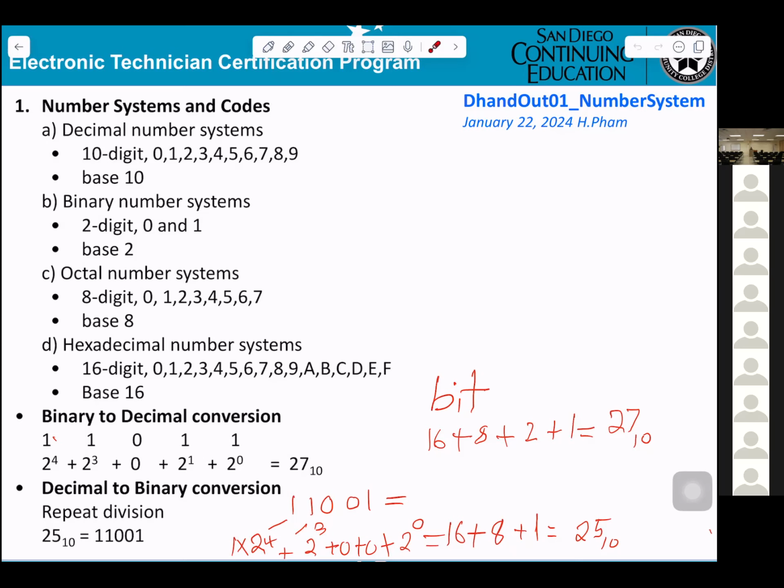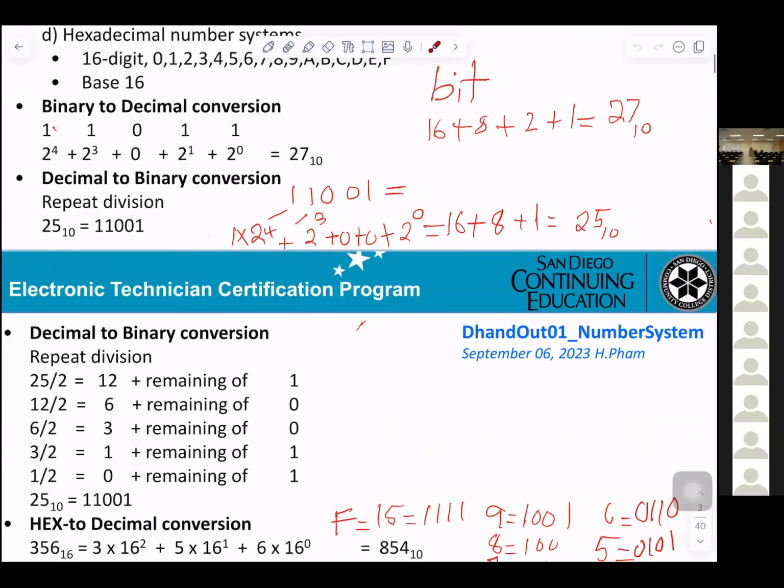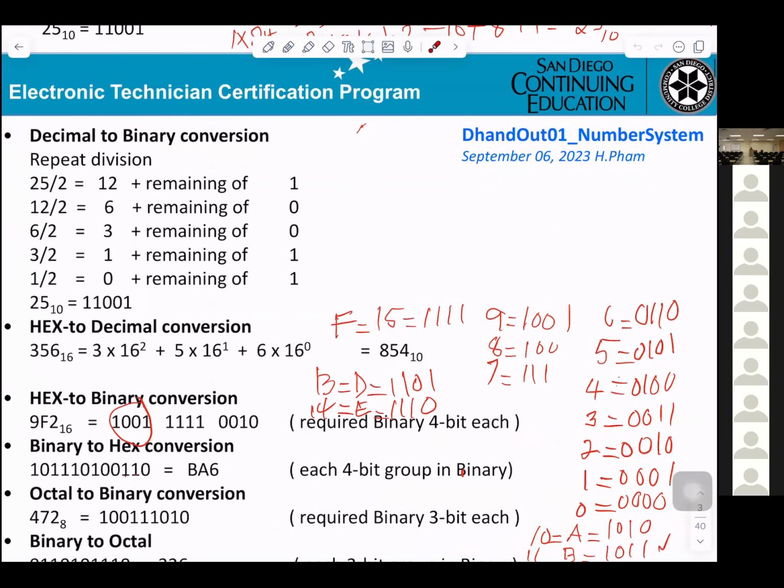They have to get that device. Then a decimal to binary conversion, we don't care. If you want, you can try to see how we can do it. We already talked about it last time. And then the next will be the hex to decimal conversion.